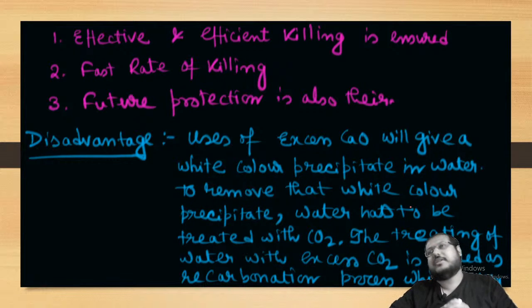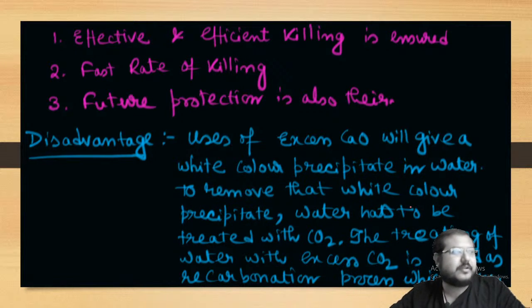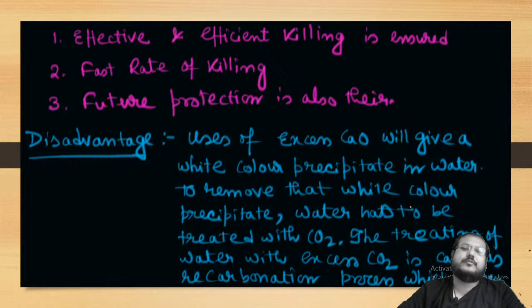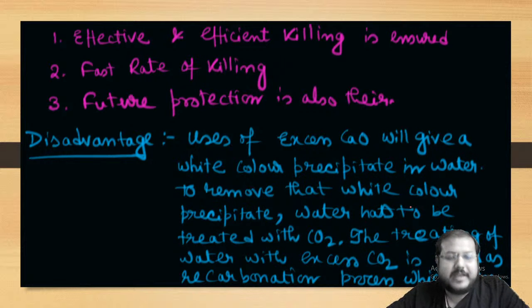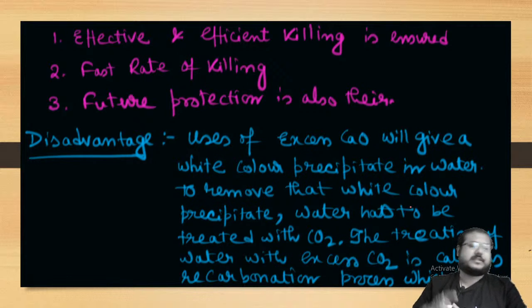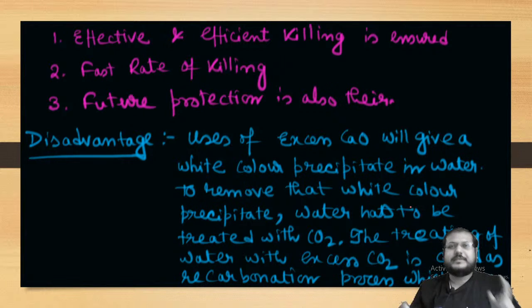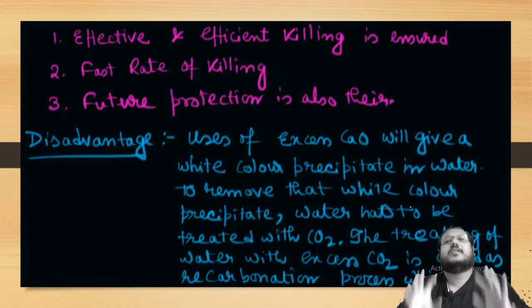Then why are we not that fond of using calcium oxide for the disinfection process? Because using excess calcium oxide gives a white precipitate in water. To remove that white precipitate, water has to be treated with carbon dioxide.